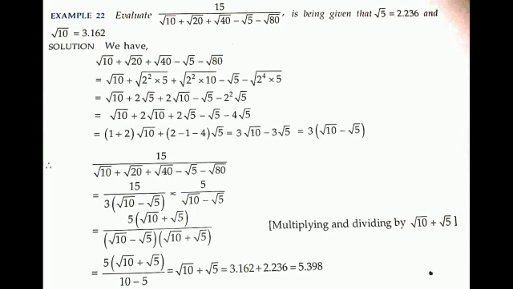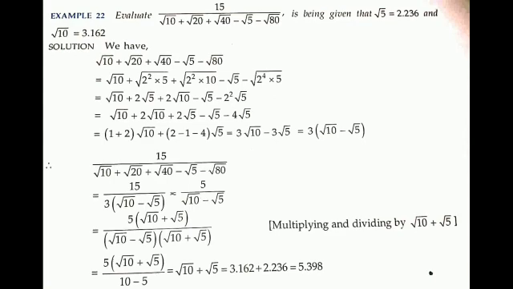Let us consider another question. And here in this question, it is to evaluate 15 by root 10 plus root 20 plus root 40 minus root 5 minus root 80. It is given that root 5 is equal to 2.236 and root 10 is equal to 3.162. By seeing this question you may find it a bit difficult, but it is not so.